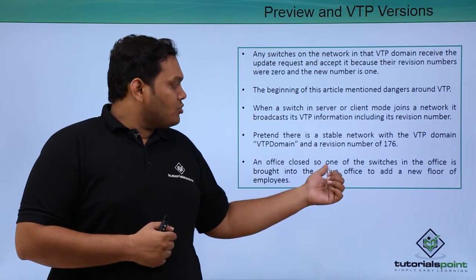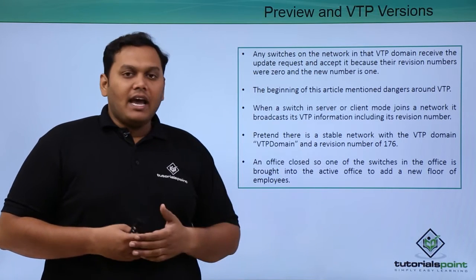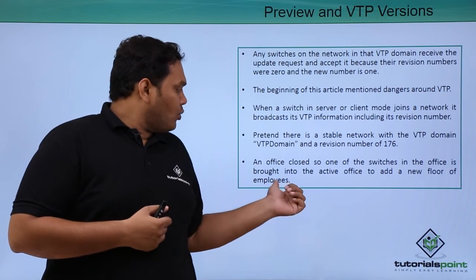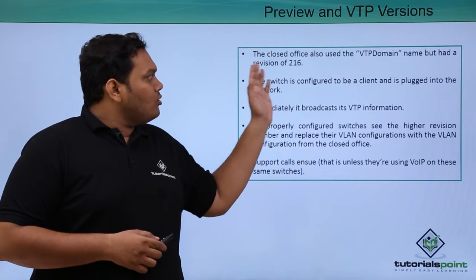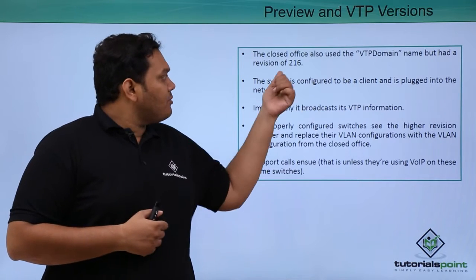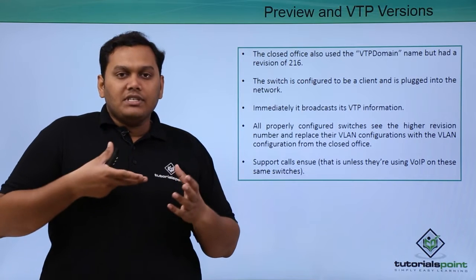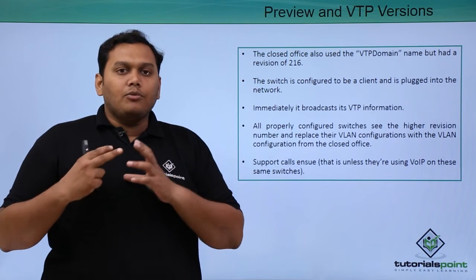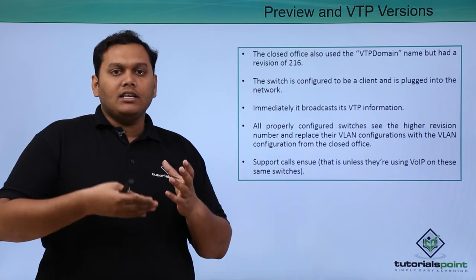An office closed, so one of its switches is brought into the active office and added to one of the floors of the employees section. The closed office used the same VTP domain name and a revision number of 216. So what will happen here? As I said, when a new switch is added to a network, it broadcasts its VTP information, including the domain and the revision number.